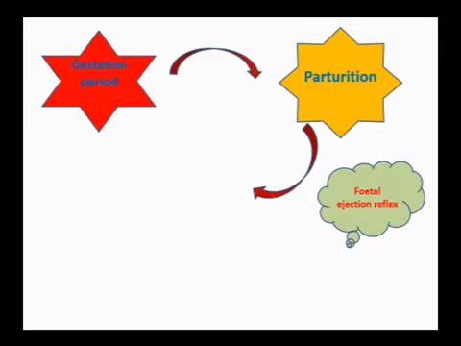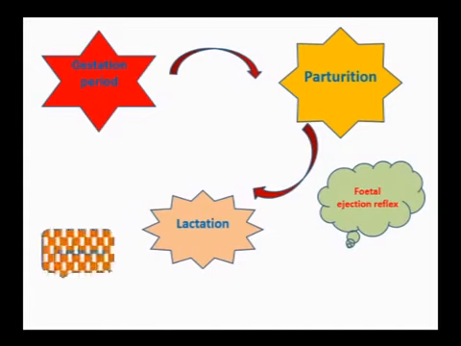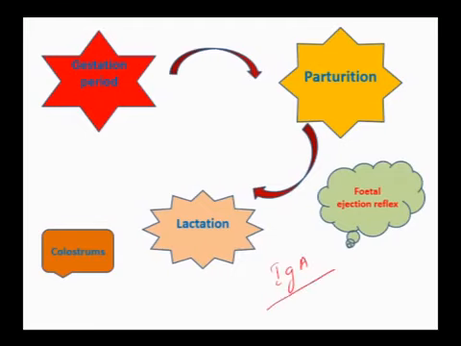or parturition. After parturition, the mother starts producing milk in the mammary gland. The process of production of milk in the mammary glands following parturition is called lactation. The first milk secreted in the initial few days of lactation is called colostrum. It is rich in IgA antibodies. So that's the reason why breastfeeding is always recommended by doctors.